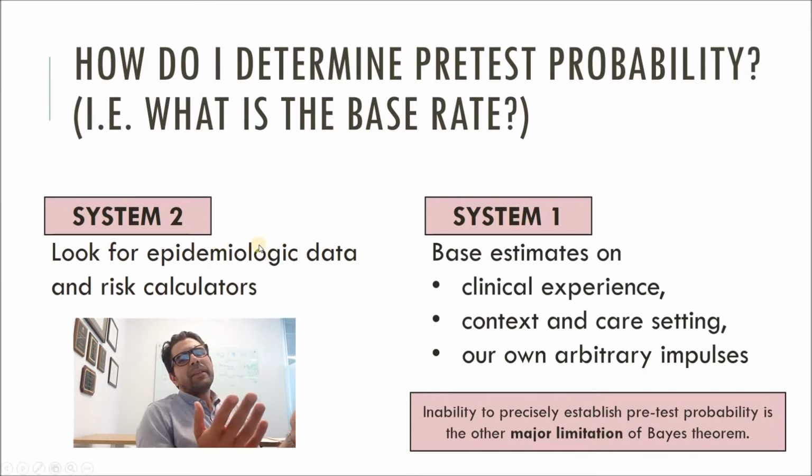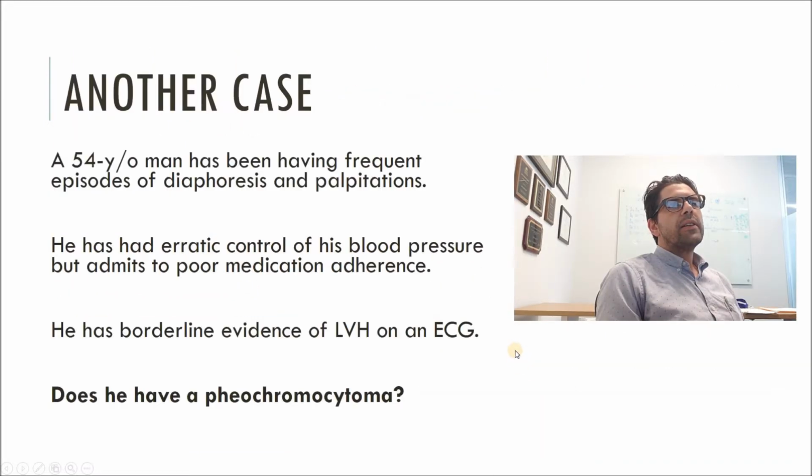So even if we know epidemiologically, there are already other things that are going to influence the pretest probability, something about their history, something about their past medical history. So it's this inability to precisely establish a pretest probability that is the other major limitation of Bayes' theorem. It's very difficult to pin down what this pretest probability actually is. So let's do that with another case.